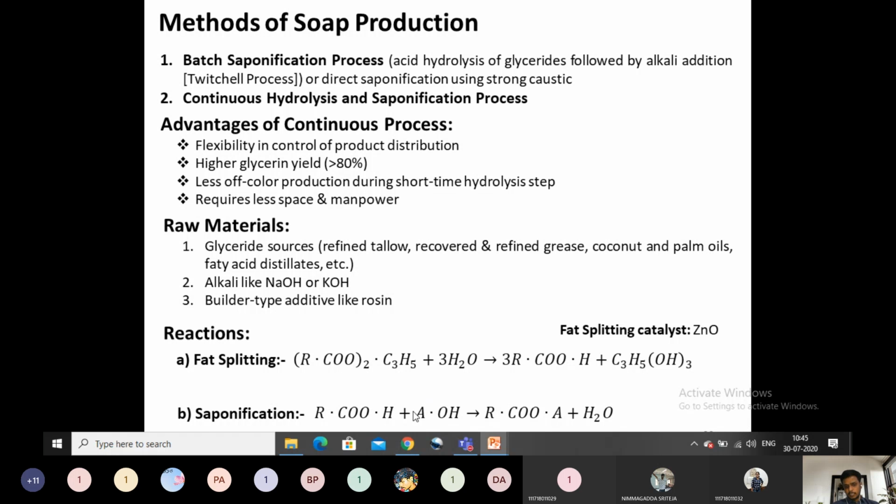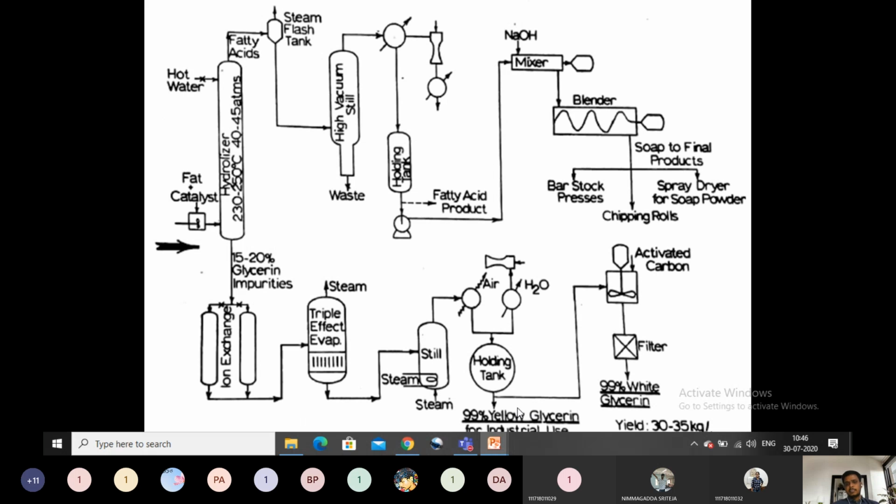So this potassium hydroxide or sodium hydroxide will nucleophilically attack this fatty acid and give an alkali salt, nothing but a soap. This reaction will take place inside the slow speed blender. Then the formed soap will be sent to the different processing units.